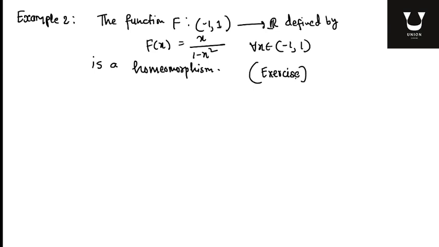Simple, right? You have to check whether it is continuous or not. You have to check whether it is bijective or not, and its inverse is continuous or not. Just check it. Okay? You can give a graphical argument also.